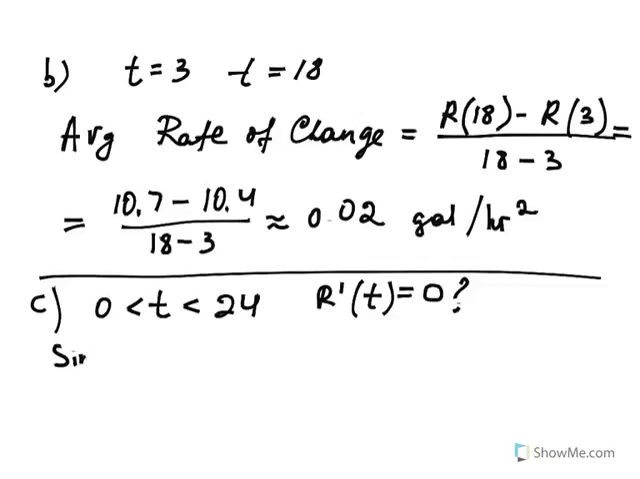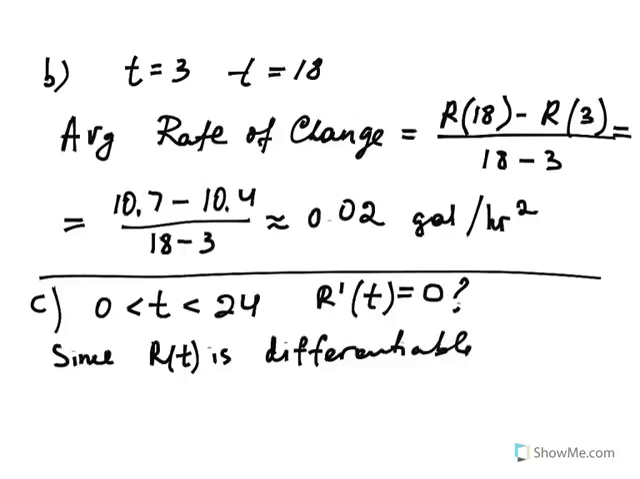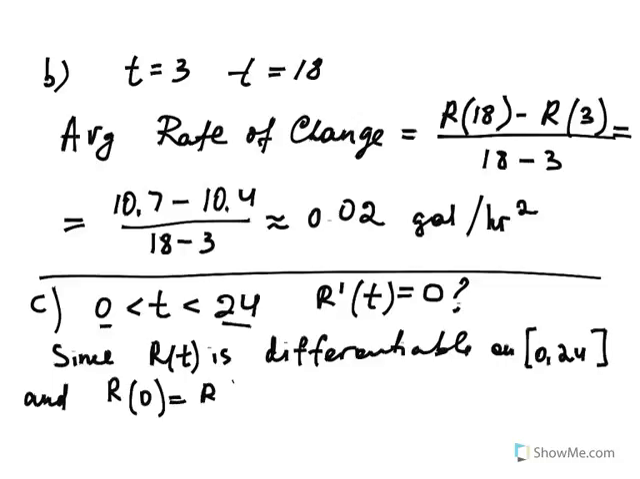So you need to say, since r of t is continuous and differentiable. Well, if it's differentiable, of course it's continuous. So it's differentiable on this interval, including the endpoints. And the second condition, we're talking about these two values of t. So you say r of 0 equals r of 24 and equals 9.6.